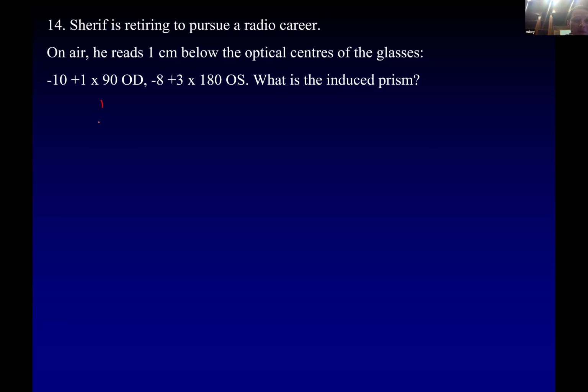And so again, if anyone hasn't done this, I can take you through it or you can look it up, but you have to be able to go from sphero-cylindrical notation to a power cross pretty quickly. And so the power crosses in this case: the right eye is going to be -10, -9. And the power cross of the left eye is going to be -5 here and -8.